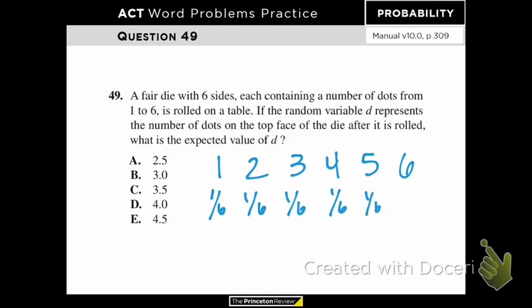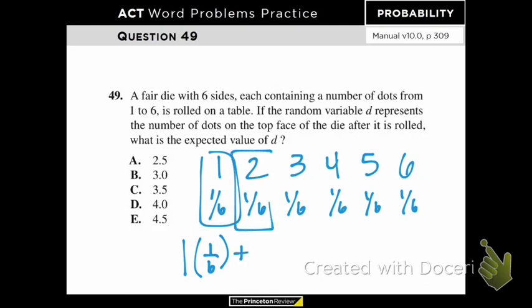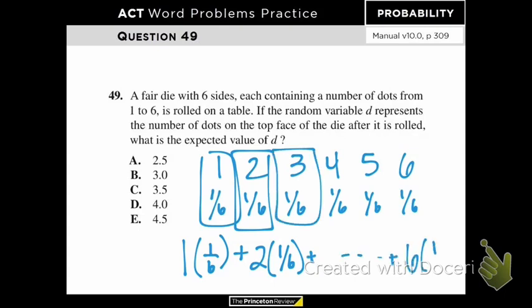So then what you need to do, and I'm not going to write all this out, is take the 1, so starting here, the 1 times the 1/6 plus, and then you need to do this option, 2 times 1/6 plus, and then this option, okay, and so on, until you get down to here, which is 6 times 1/6. So that, again, I would just do all in my calculator. You should end up getting 3.5 as your final answer.